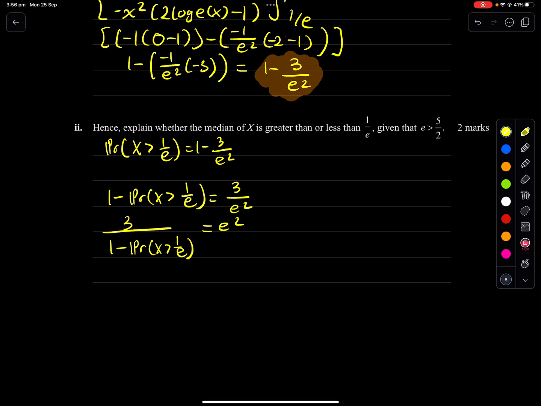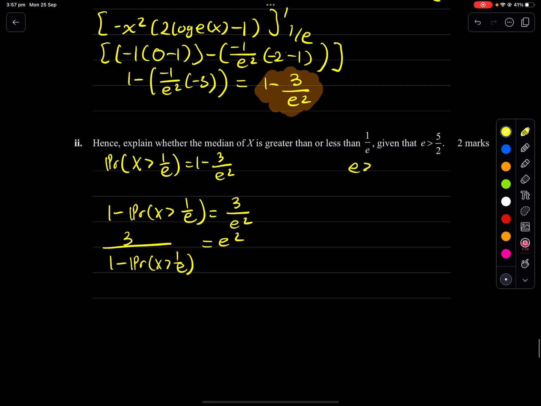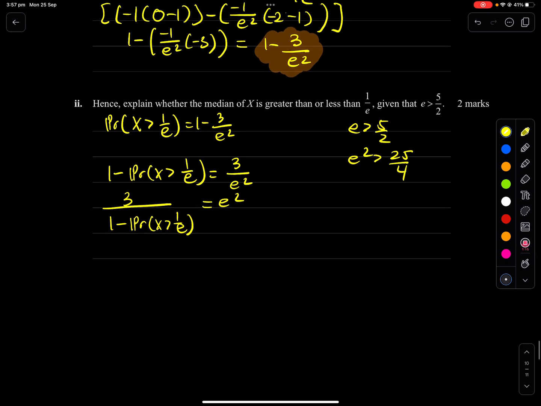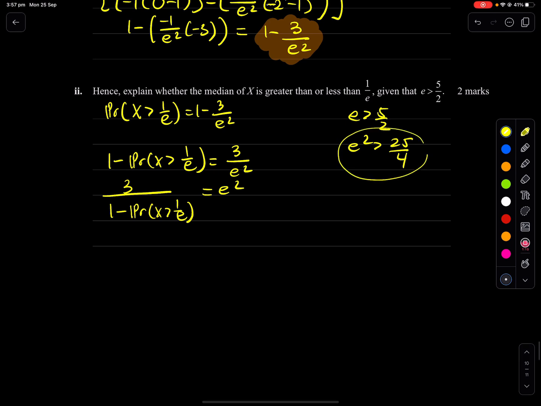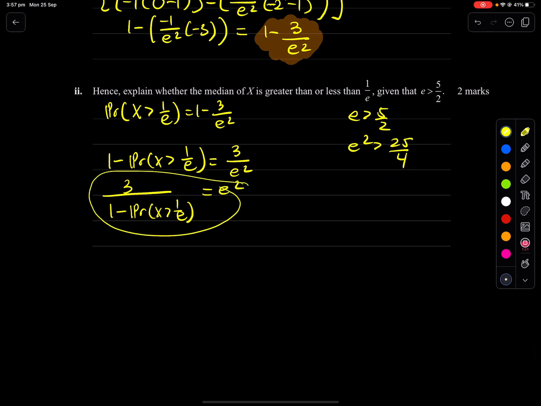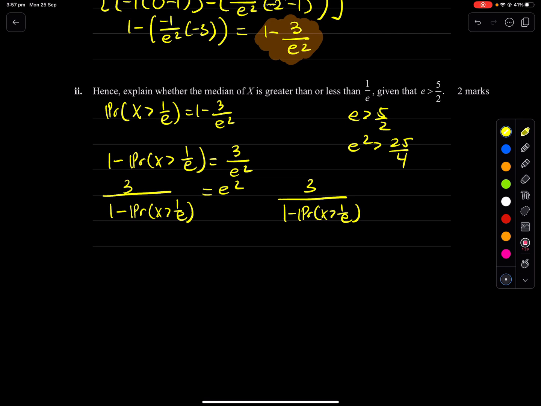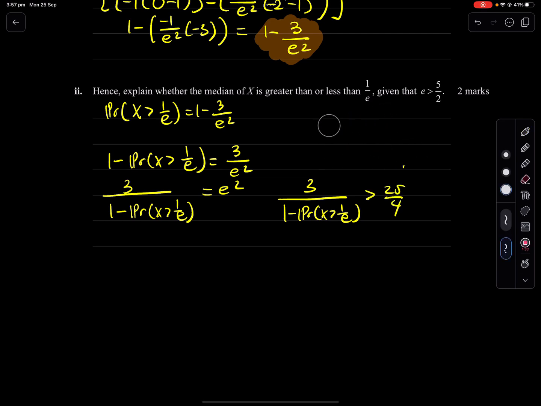Now, I'm going to make my life easier, I'll be honest. Okay, I'm not going to find the square root of... Okay, so we know that e is greater than 5 over 2. So if we square it, it'll be 25 over 4. So at least we can say, given that e squared is greater than 25 over 4, and we know that e squared is equal to this, we can equate them. So we can say that 3 over 1 minus probability of x is greater than 1 over e is greater than 25 over 4. Nearly done.